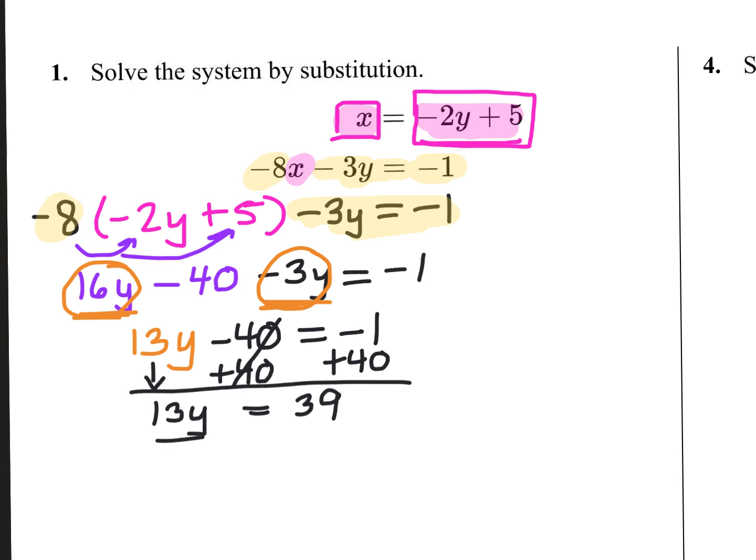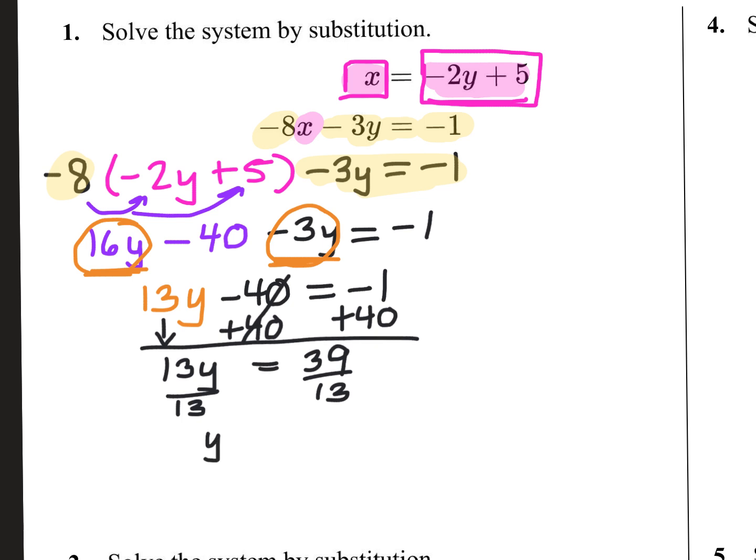And then finally, to cancel out the 13, I'm going to divide both sides. So y is equal to 3. Now remember, we cannot graph a point, and that's what we're doing, right? We're trying to figure out if we were going to graph these two equations, where would they intersect? So we can't do that without an x-coordinate to go with that y-coordinate.